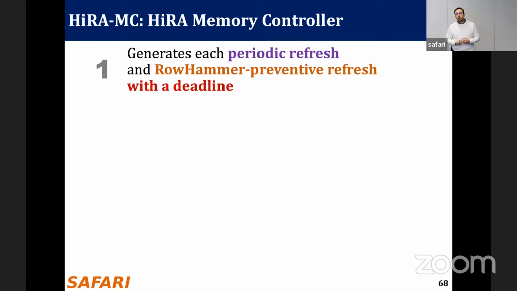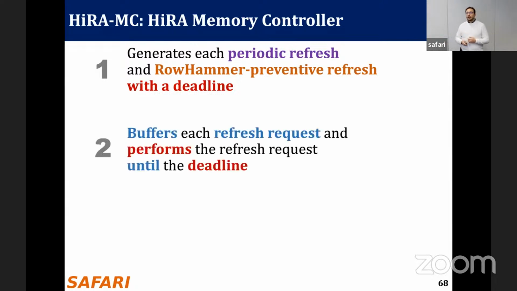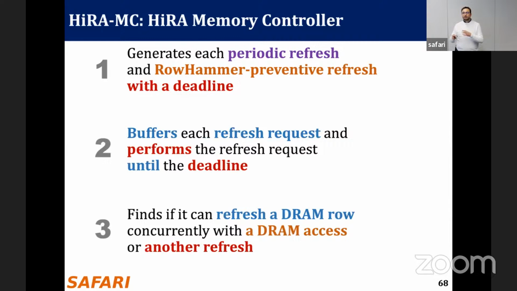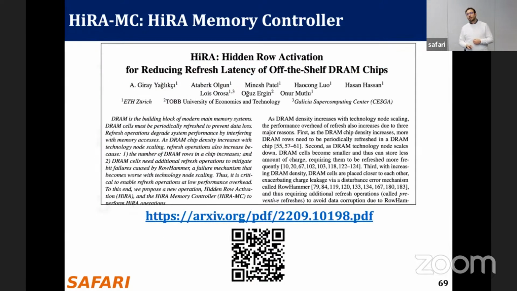So we have a lot of details in the paper about how we implement this HiRA memory controller. It basically has the necessary hardware components to generate these periodic refresh requests and RowHammer preventive refreshes with deadline. And it buffers each refresh request and performs the refresh request until its deadline. And it finds if it can refresh a DRAM row concurrently with a DRAM access or another refresh. Again, I will refer you to the full paper for the details of this mechanism.